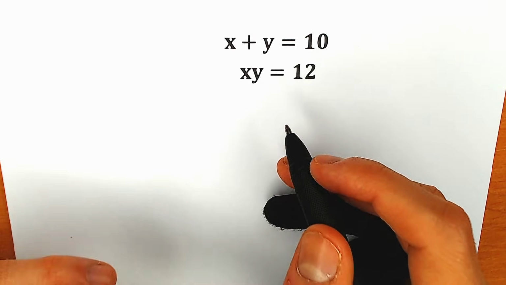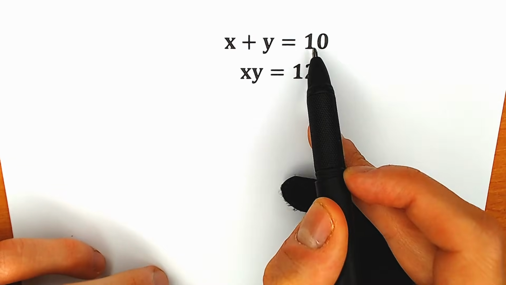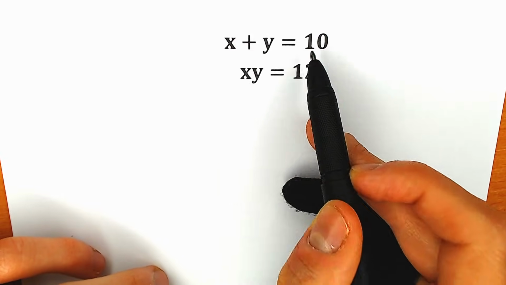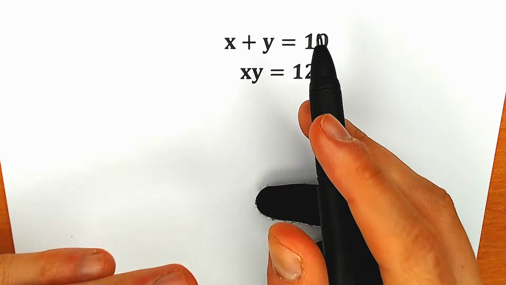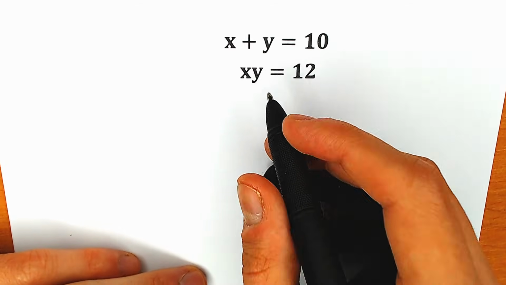Alright, so today let's solve this really interesting system of equations. We have x plus y equal to 10 and a product x times y equal to 12. We need to solve these equations for x and y, so if you have your solution, you can also write it in the comments below and then we will check our answers.